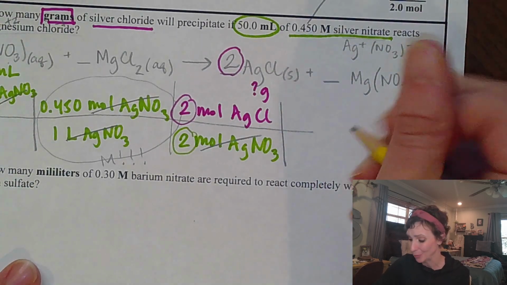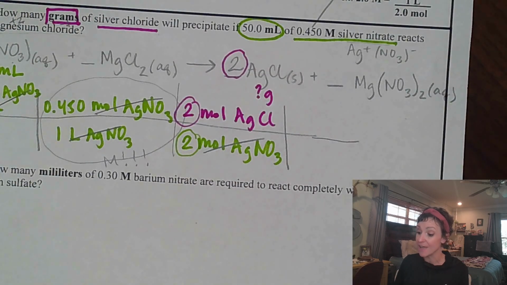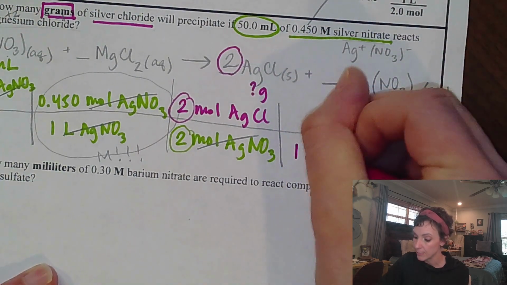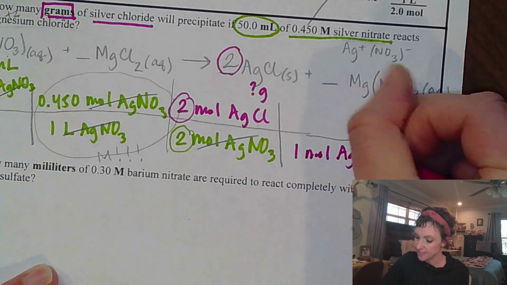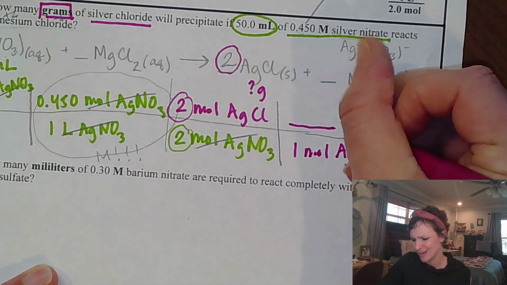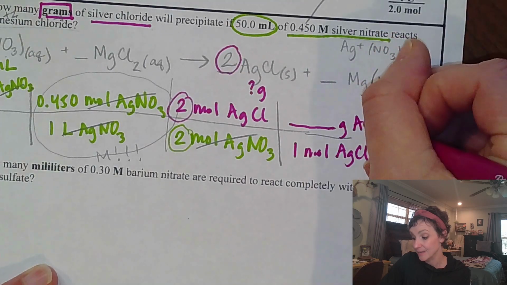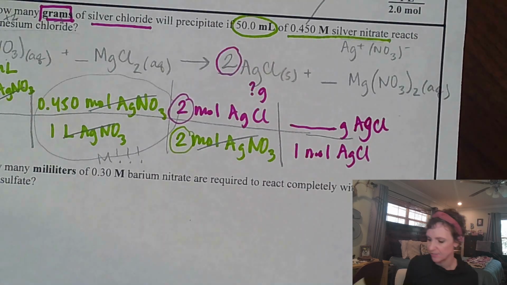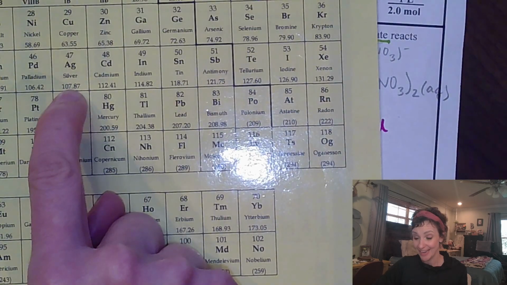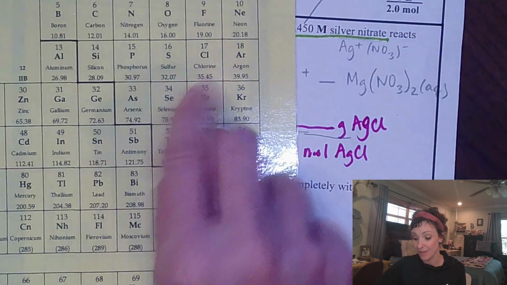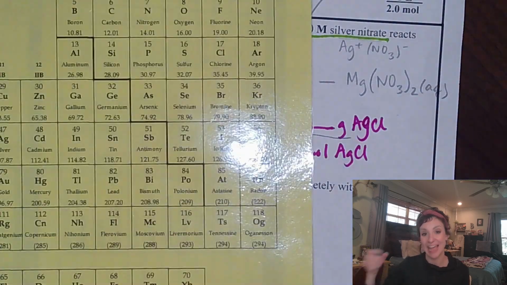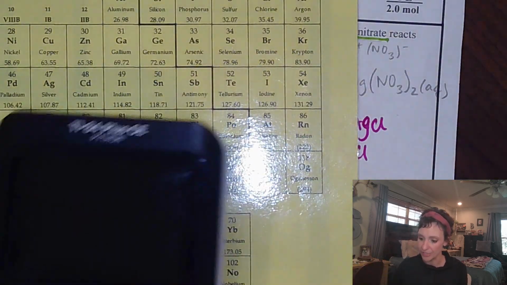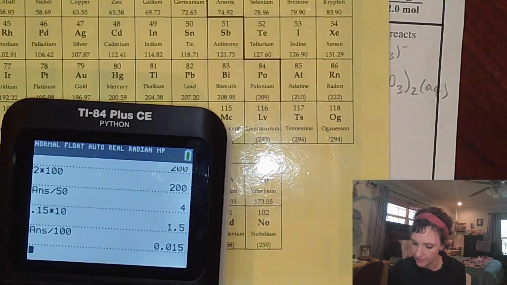I just get to use the molar mass, which states that for every 1 mole of silver chloride, I have a certain number of grams of silver chloride. You're like, how am I supposed to know the certain number of grams of silver chloride? Well, I get to find silver on my periodic table, and I get to find chlorine on my periodic table. I have 1 of each of those, so I get to add that decimal number together, and that will give me the mass of 1 mole of silver chloride.